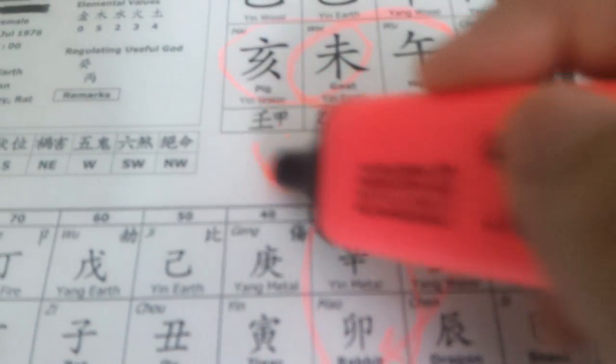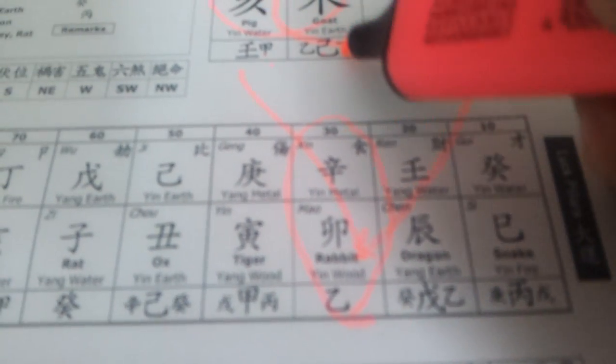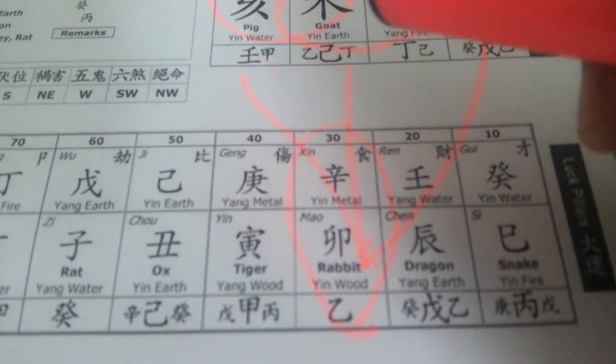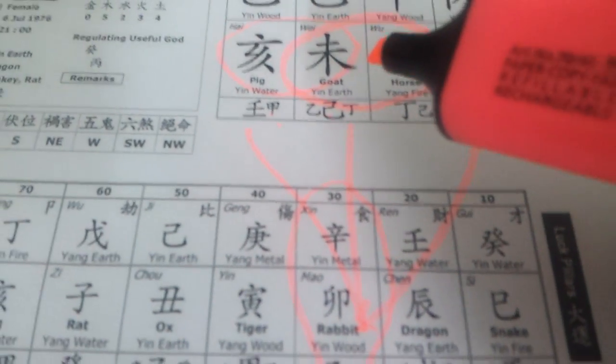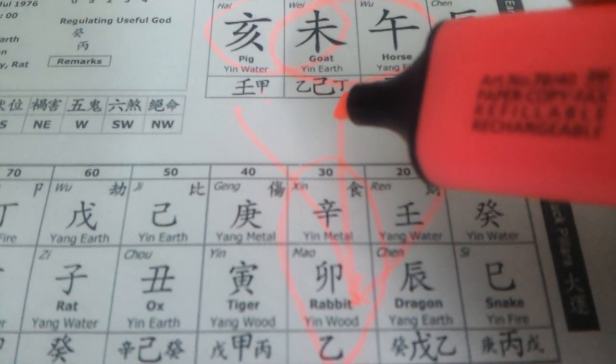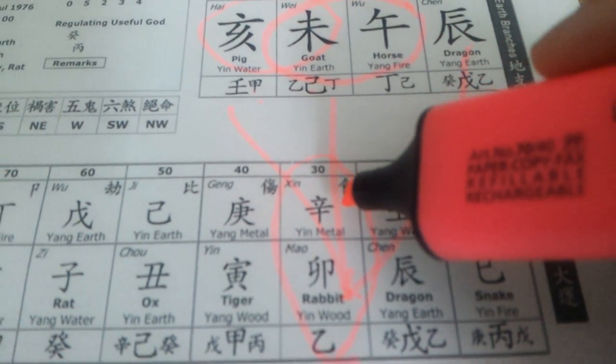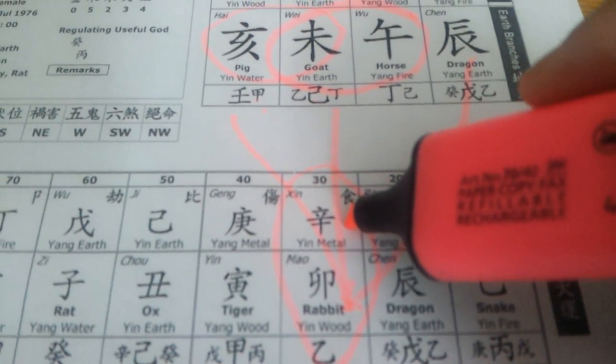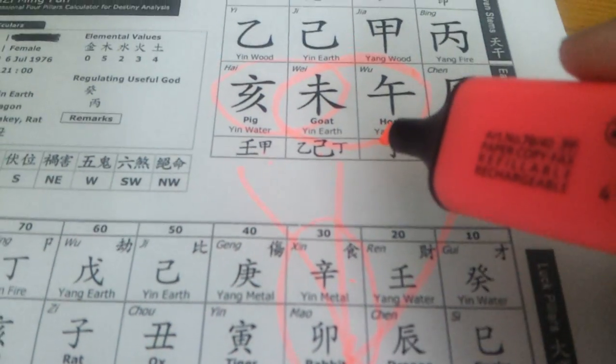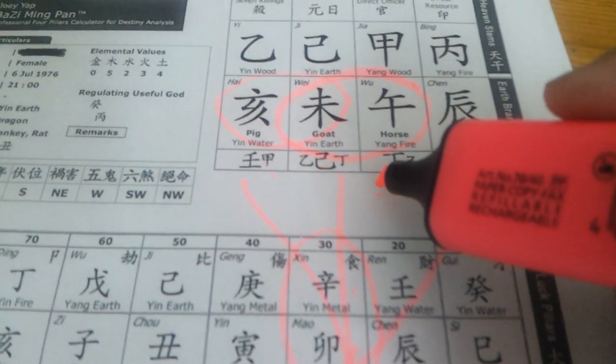So again, okay, I know that I've got to keep an eye on this, and I know that wood is very, very strong in this luck pillar. Also relevant at this point in time is the fact that metal is in this luck pillar, and metal is not in the original BaZi chart.